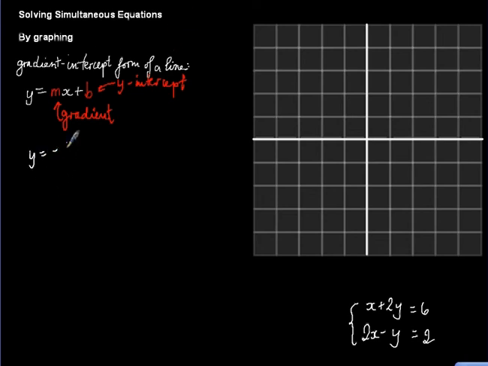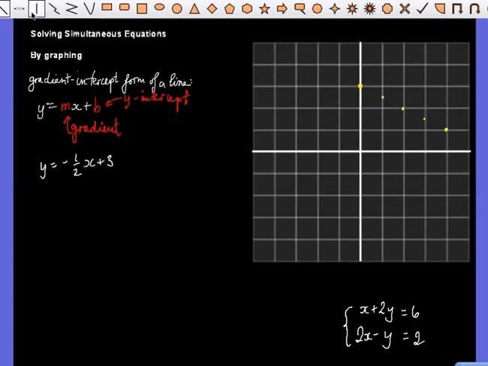y equals minus a half x plus 3. If I wanted to graph this, let's start with the y-intercept. It's at (0, 3), and then the gradient minus a half tells me that the line is sloping downwards. For a rise of negative a half I go across 1. Negative a half down, across 1, negative a half down, across 1, negative a half down, across 1. So what I can do now is try to fit a line over my points like this.